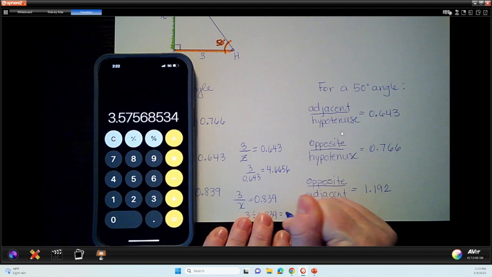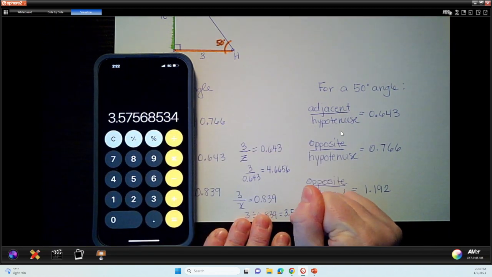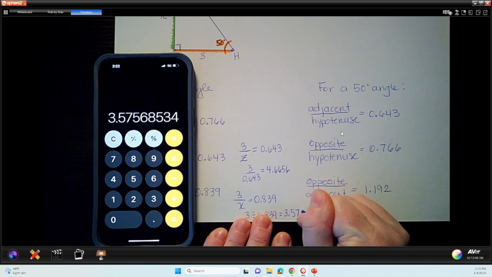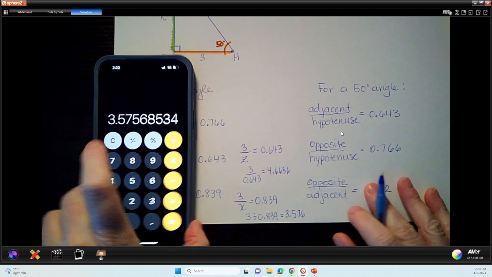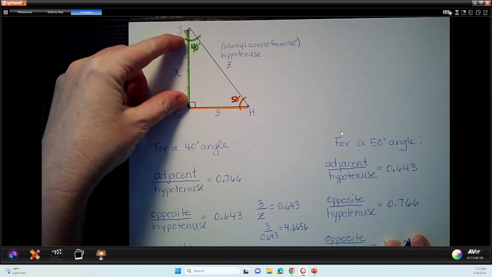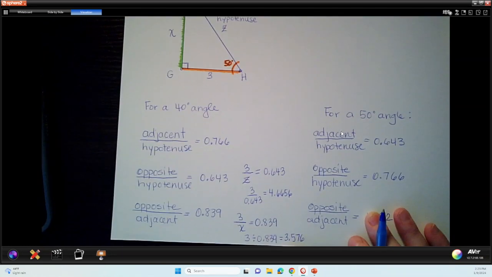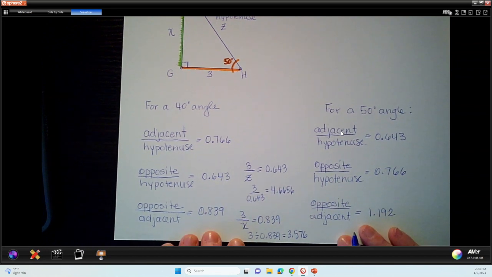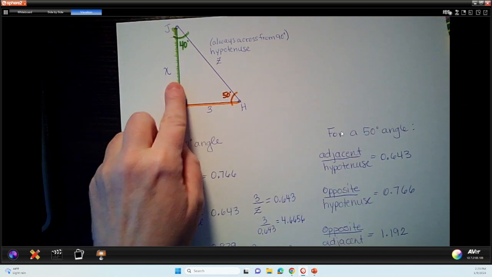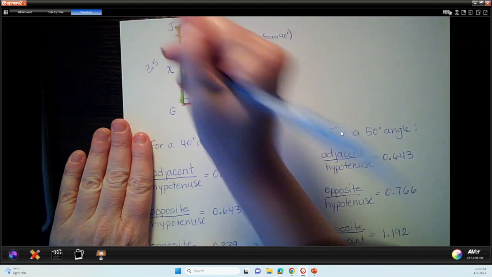These are a lot of numbers. I'm going to try to take it as far as I can go. I'm going to do 3.576. I did 3 place values here. I should probably do 3 here, but that's okay. We're going to stick with this. So now this line segment, JG or GJ, I can assume that that one is about 3.6. Okay, so now I know my adjacent. So I'm going to fill it in. 3.576.